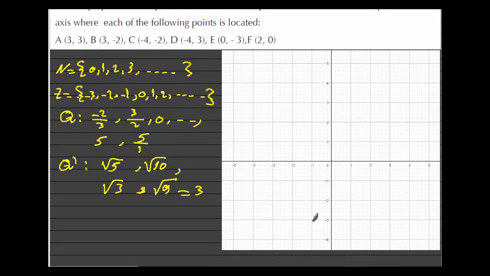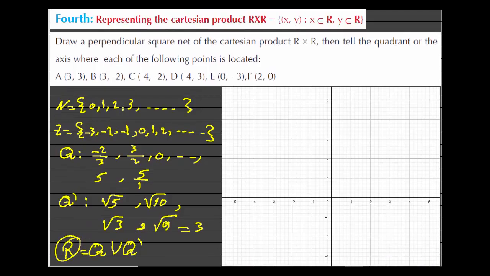Okay, what's the relation between Q and Q dash and R? R equals Q union Q dash. When you collect all the numbers Q and Q dash, you will get the set of real numbers. Okay, back to the graph.